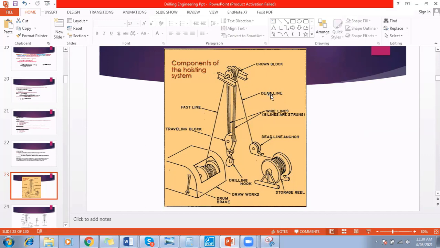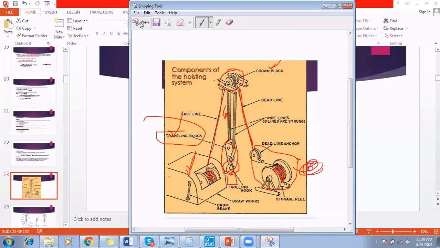And here you can see that there are two lines. It is a fast line and a dead line. So how can you differentiate the fast line and dead line? You just need to remember that the fast line is the line that is contributing to the lowering and raising of the drilling components. It is actually taking part directly.